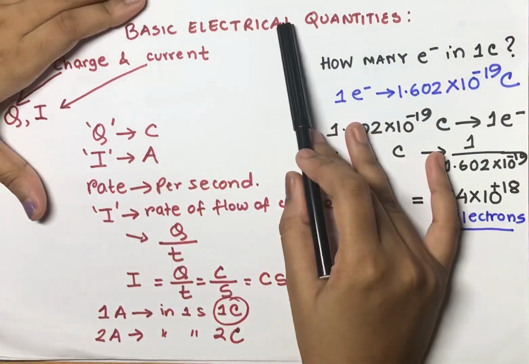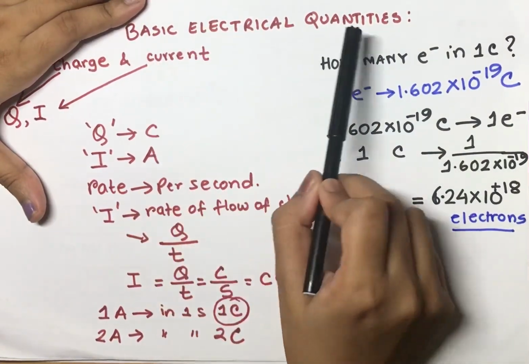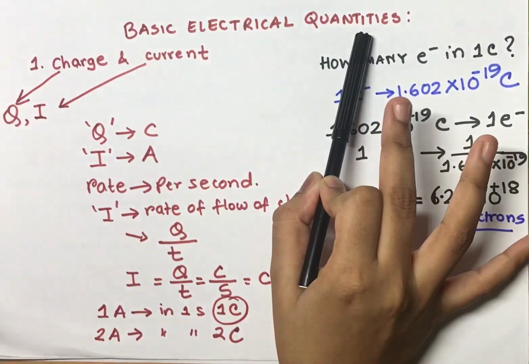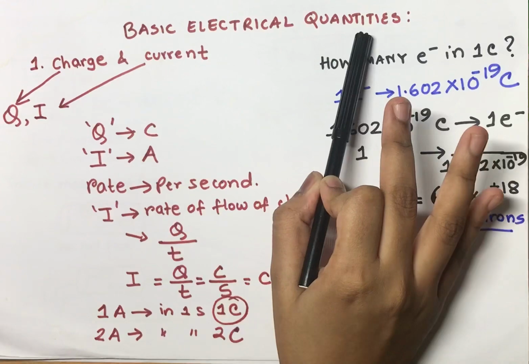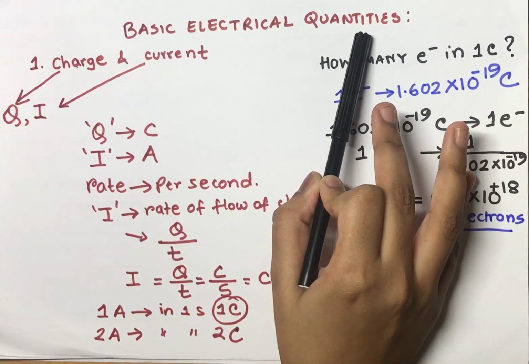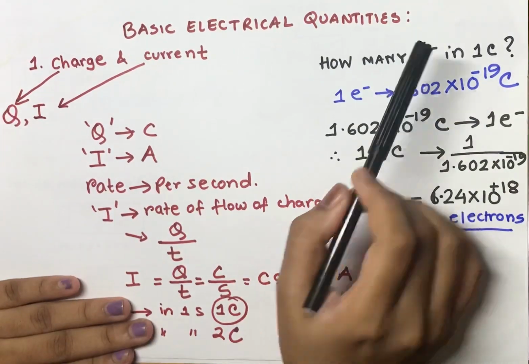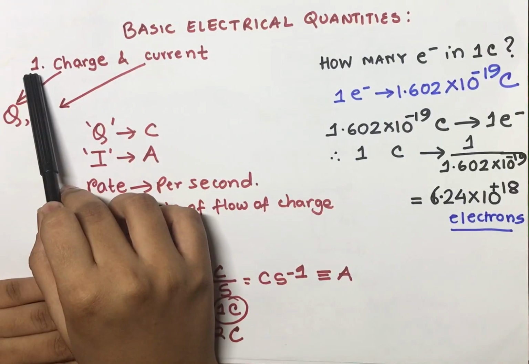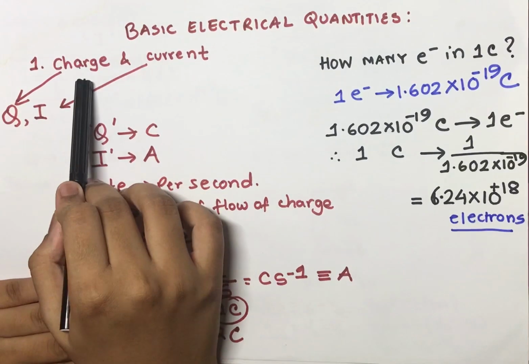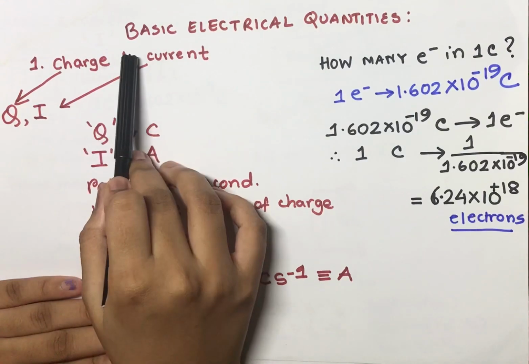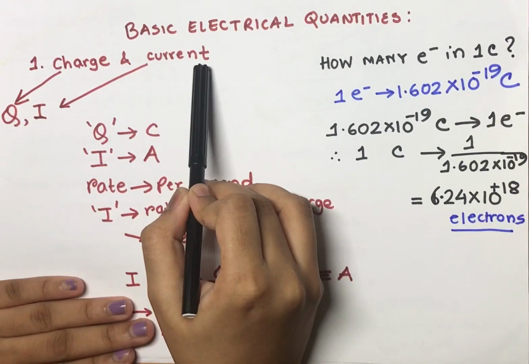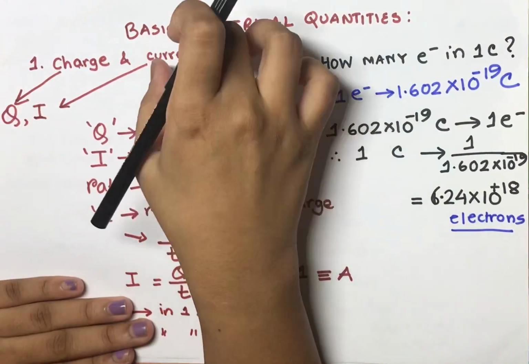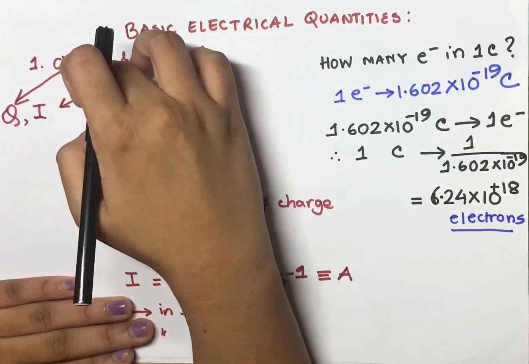So today we are going to look at the basic electrical quantities. Here we have altogether 5 basic electrical quantities. But for the moment we are going to look at the first basic electrical quantity, which is charge, as well as the second one, which is current. I wrote all this together because current is dependent on charge.